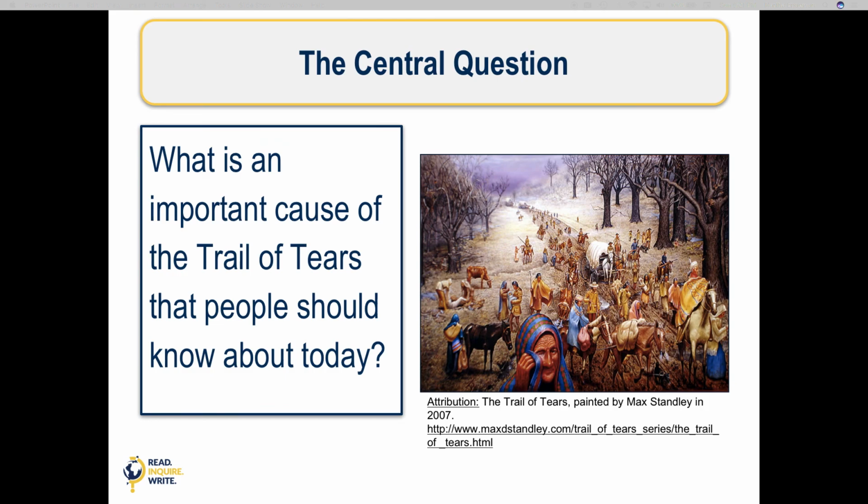As you work through the investigation, make sure to talk with your classmates and others who can support you as you learn about and respond to the central question: what is an important cause of the Trail of Tears that people should know about today?